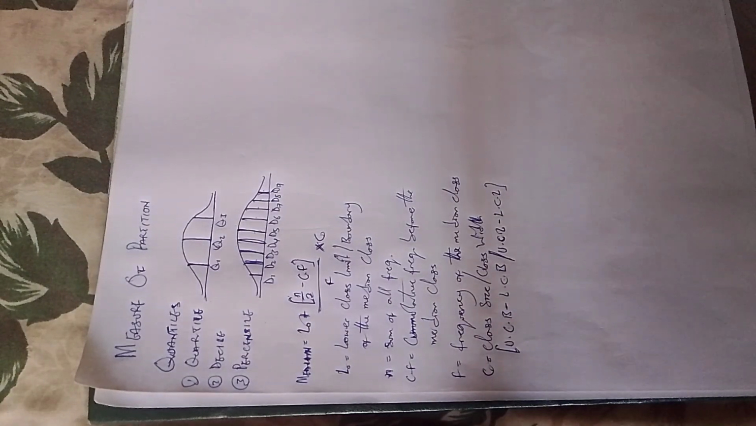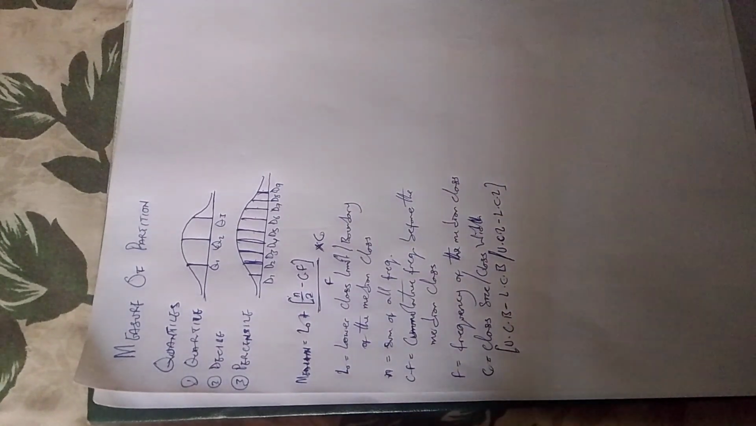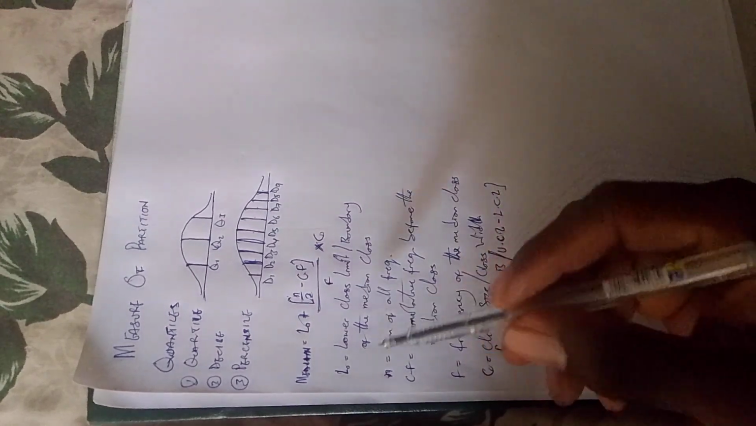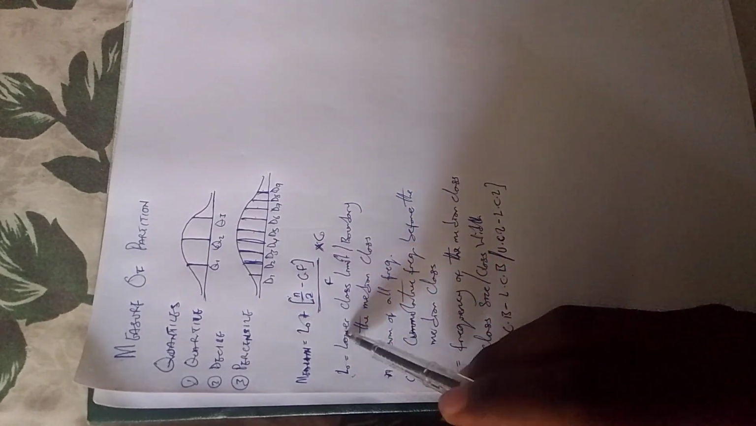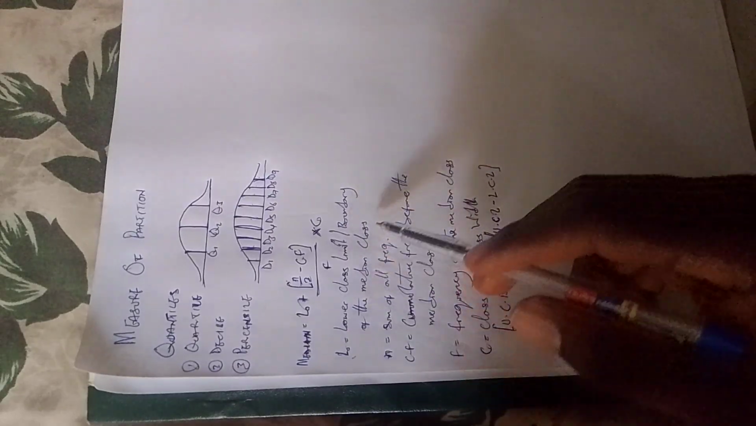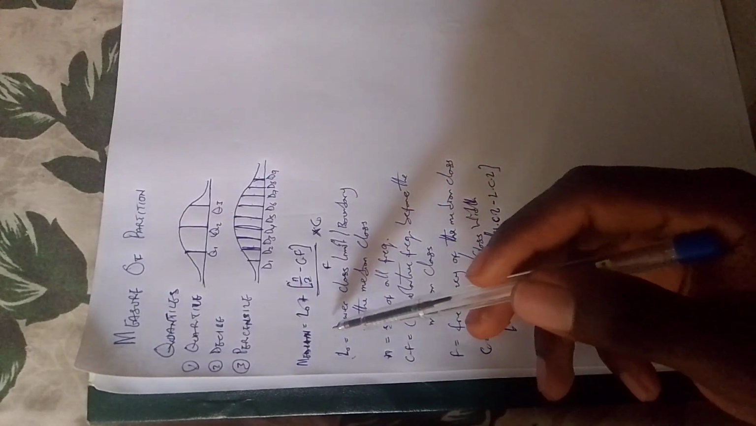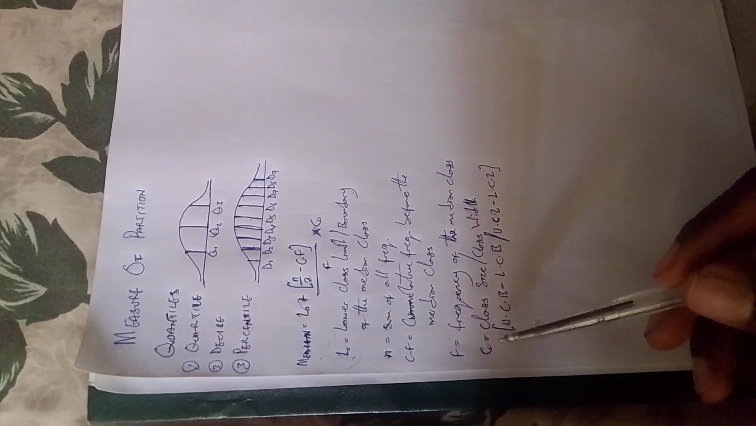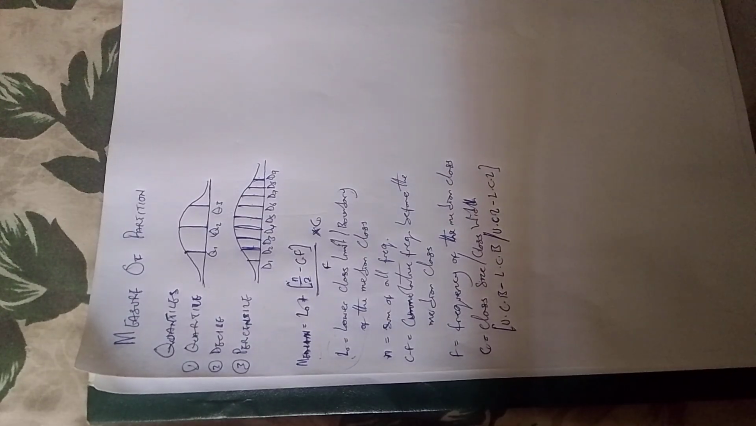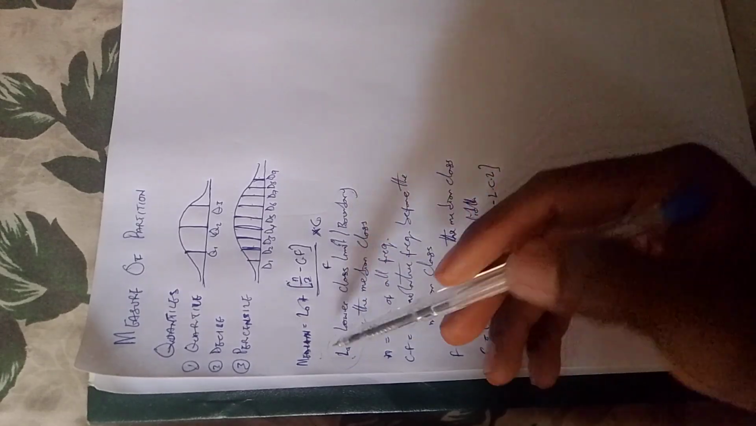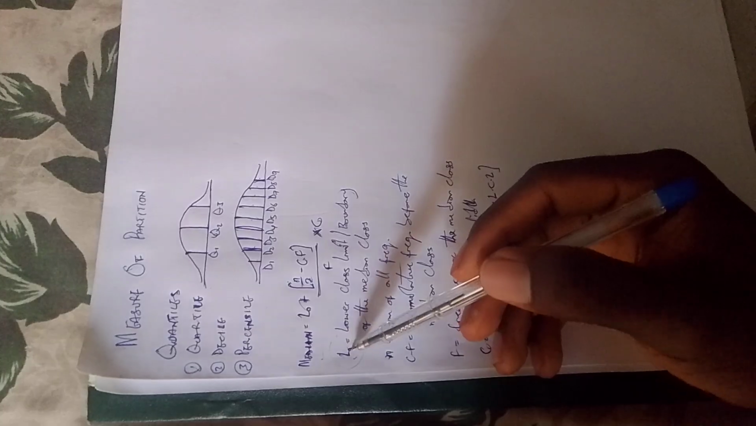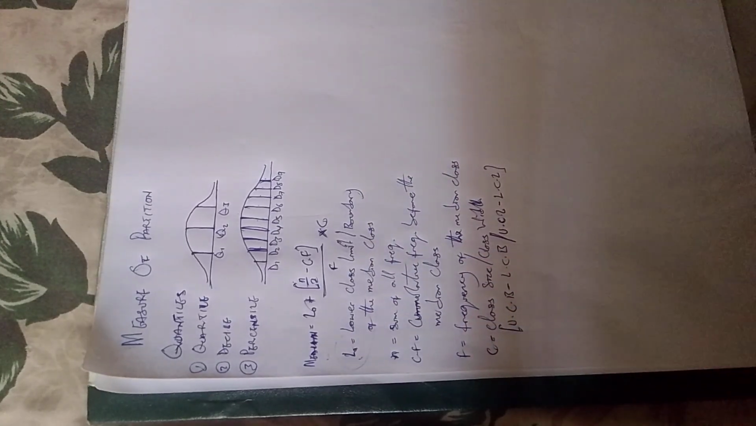Now, let me say something that is very, very vital. I said your L0 is the lower class limit or lower class boundary of the median class. If you are working with class limits, make sure that your class size is upper class limit minus lower class limit. But if you use class boundary for your L0, make sure that your class size is upper class boundary minus lower class boundary. Okay? Let me repeat that one more time.